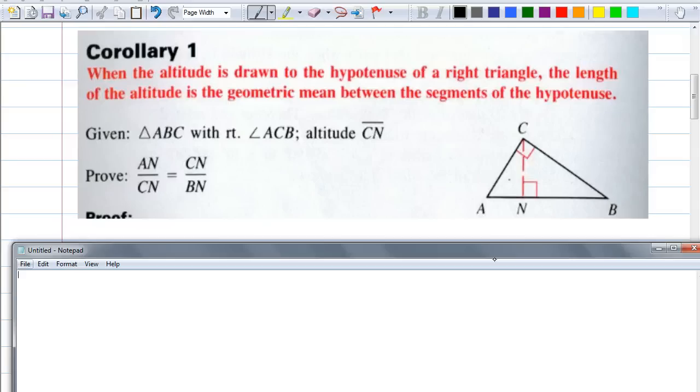When the altitude is drawn to the hypotenuse of a right triangle, the length of the altitude is the geometric mean between the segments of the hypotenuse. Okay, so it comes from the theorem. As you can see, the first part is saying when the altitude is drawn to the hypotenuse of the right triangle, just like what we had before. What are they saying? Then what? The length of the altitude is the geometric mean between the segments of the hypotenuse. Okay, so go ahead and write this down and think about what they're saying. Go ahead, everybody. I'll wait.